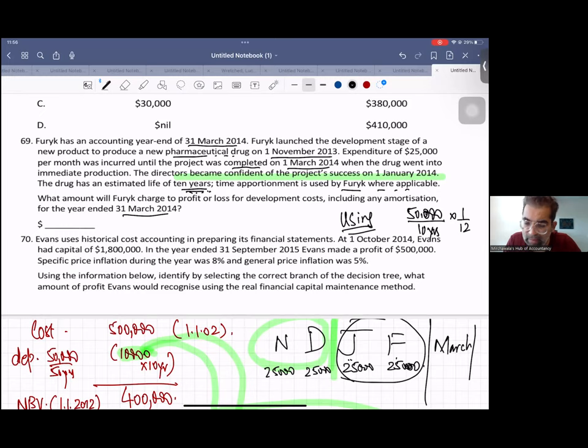When you divide it by 10 years, you will get per year depreciation. 50,000 divided by 10 years gives you the per year depreciation. And when you do 1/12, you will get how much? 1 month depreciation is 417. So this 417 amortization will go in P&L.